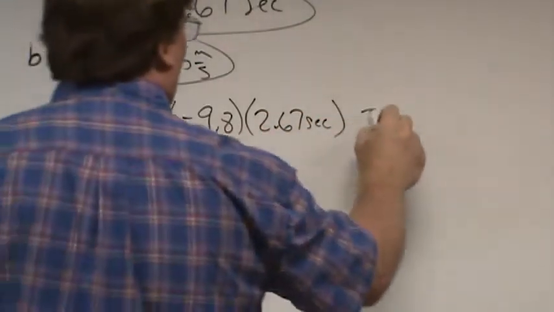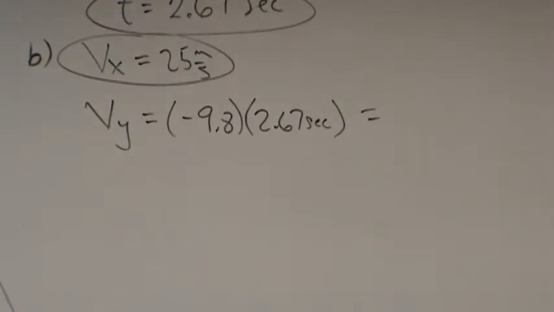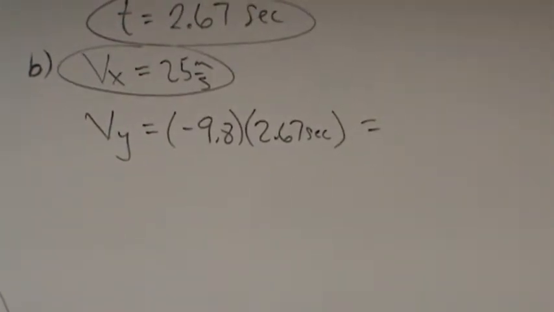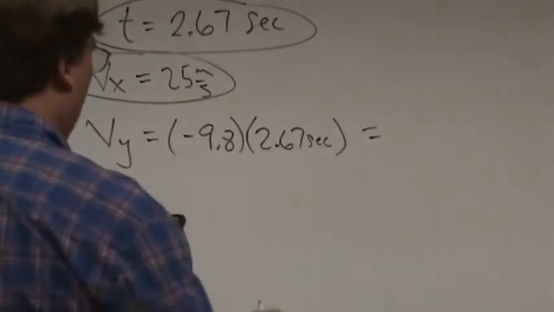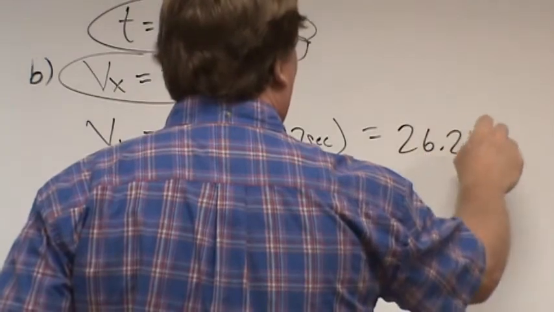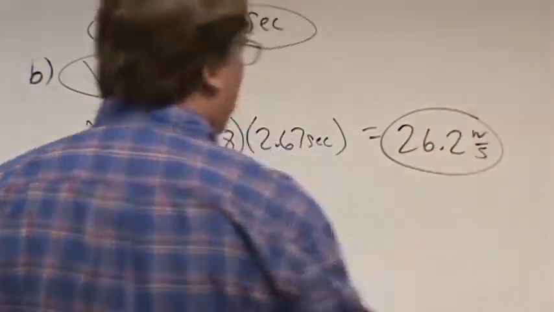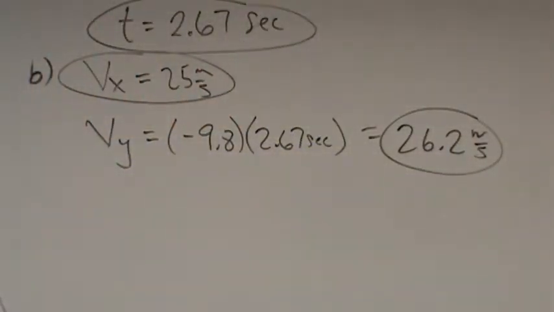Okay, so I'm getting a final velocity in the y direction of 9.8 times 2.67, about 26.2. But if you round it differently, then you'll get a different answer. You might get a bigger answer if you use 2.7, okay? Is there any question or problem?